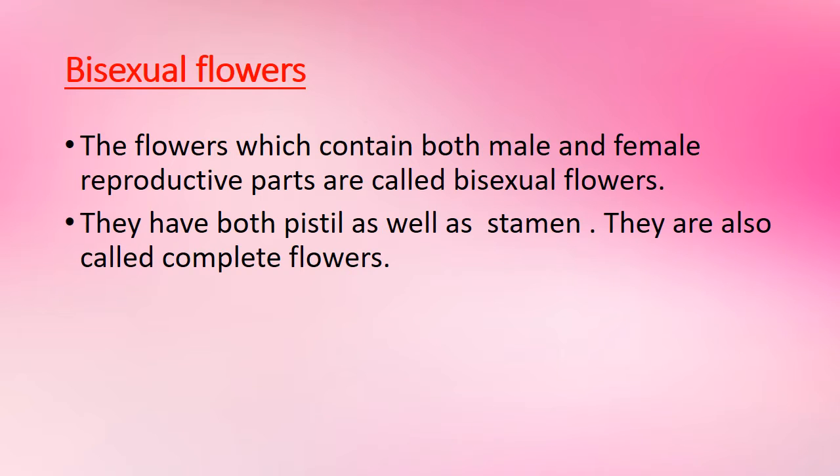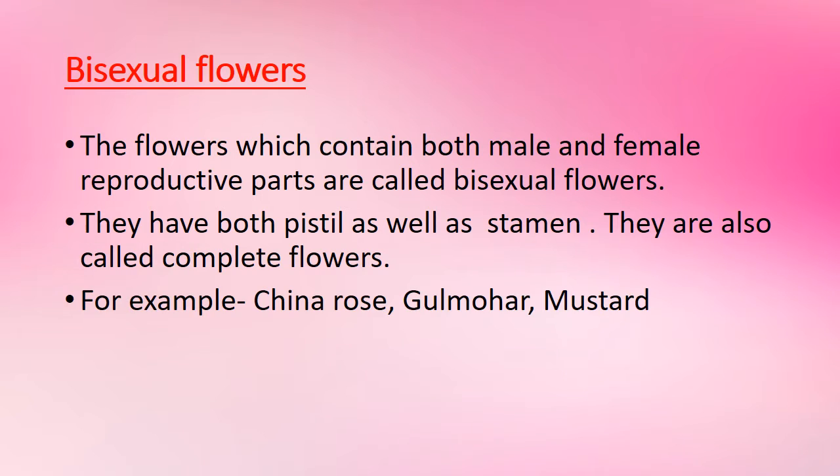They have both pistil as well as stamen. That is why they are also called complete flowers. And what are the examples of bisexual flowers? China rose, gulmohar, mustard. These are some examples of bisexual flowers.